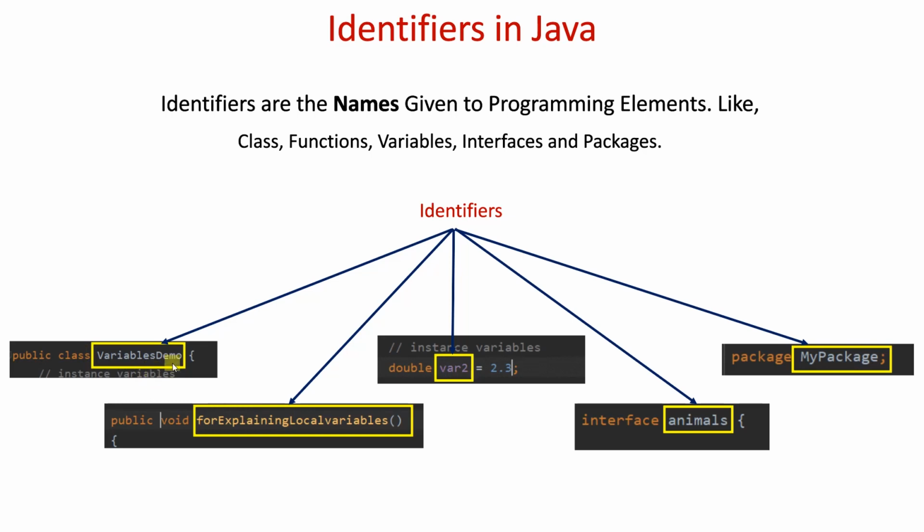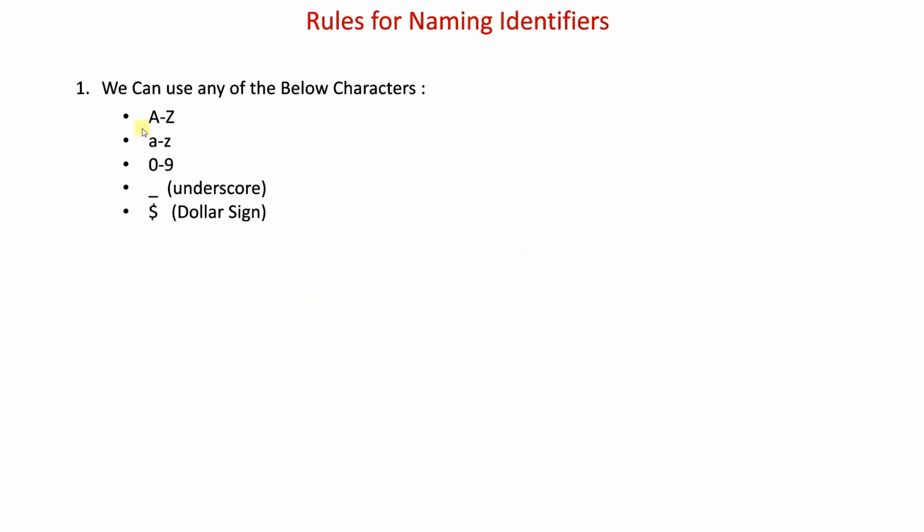For example, if I am preparing a mark sheet for students, here I can name this class as student for remembering it easily. But there are some rules in naming these identifiers. Let's see these rules. Here the first rule, we can use any of the below characters in the name of the identifier. We can use all capital letters, all small letters and digits from 0 to 9, and especially this underscore and dollar sign. We cannot use any of the special characters except this underscore and this dollar sign.